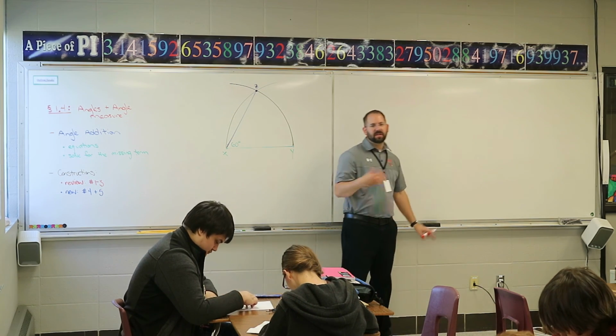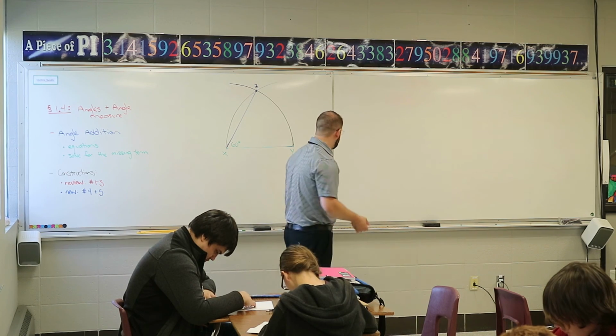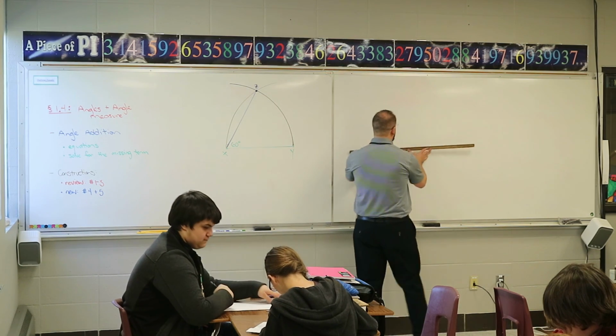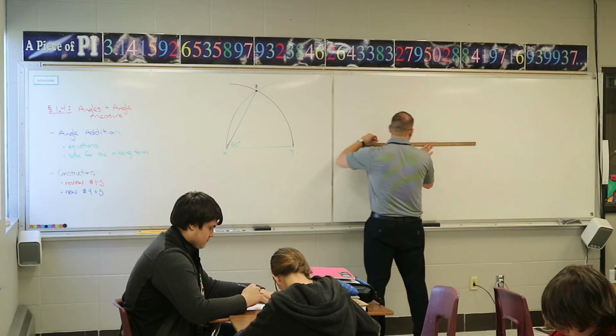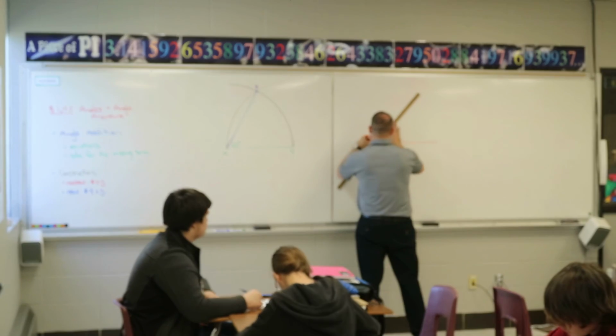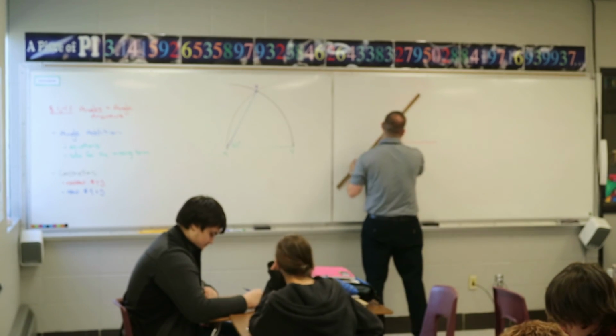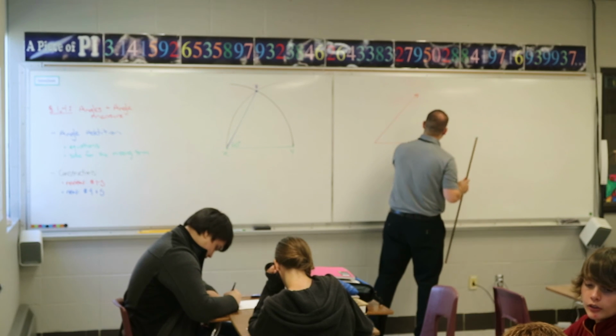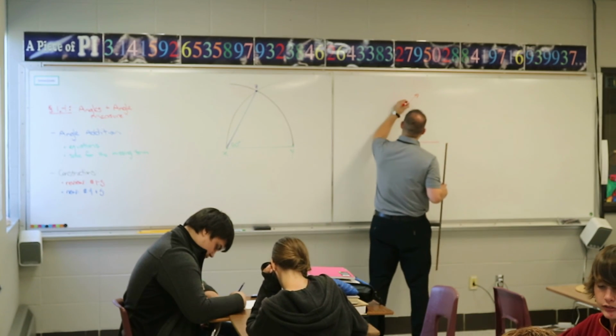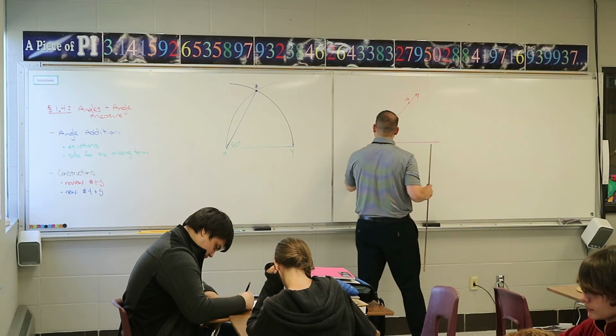Make the rays of a decent length. So use your straight edge, draw your angle. Let's label this angle, let's call this A, B, and C. So here's my angle. A, B, C, B is the vertex.